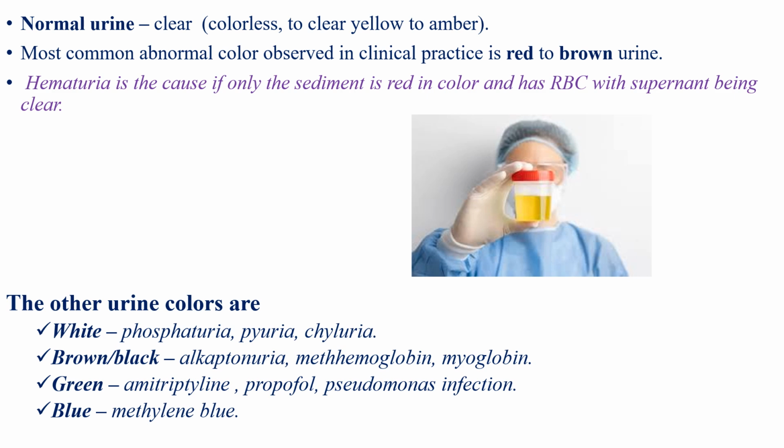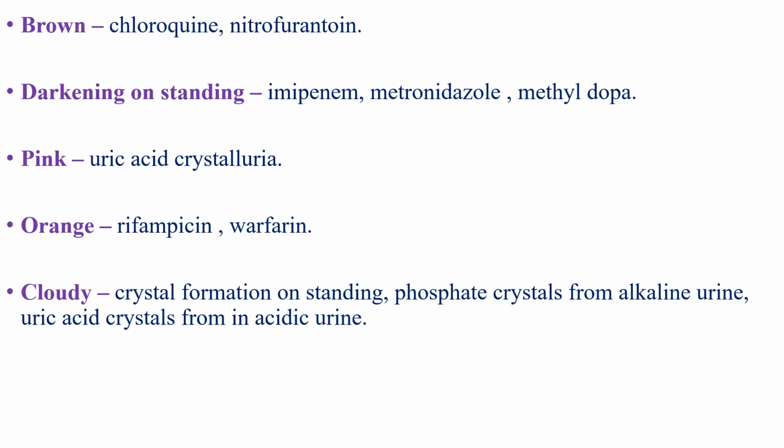Green is a sign of drugs such as amitriptyline, propofol, Pseudomonas infection, and the like. Blue is a sign of methylene blue. Brown urine can be due to drugs such as chloroquine, nitrofurantoin. Pink is due to uric acid crystalluria. Orange can be due to drugs such as anti-TB and anticoagulant. Cloudy can be from crystals forming on standing, or phosphate crystals from alkaline urine, uric acid crystals in acidic urine.